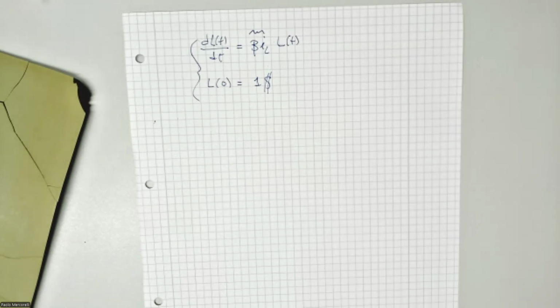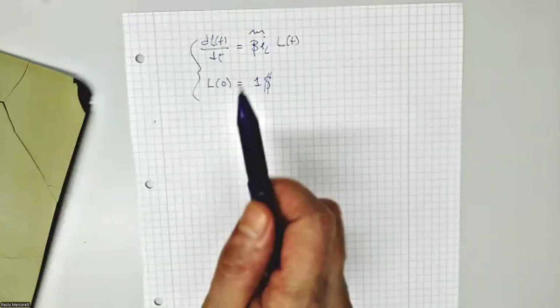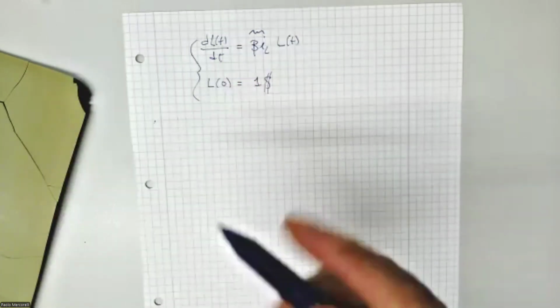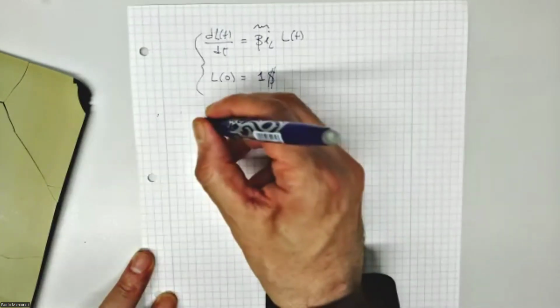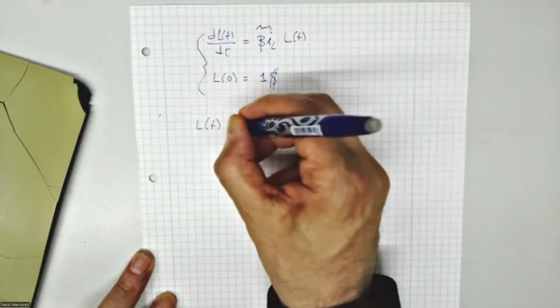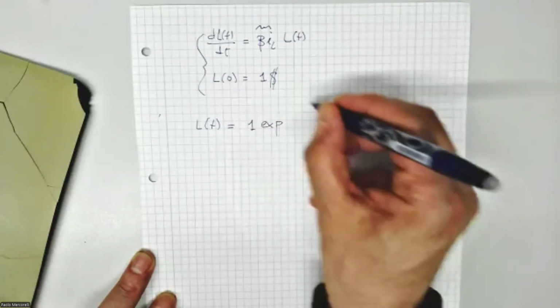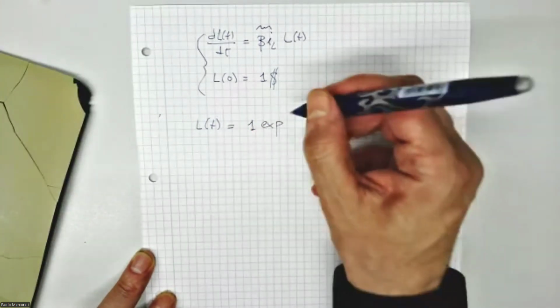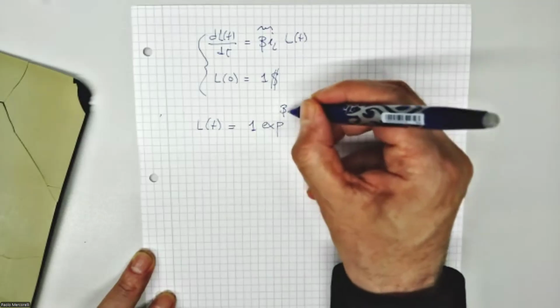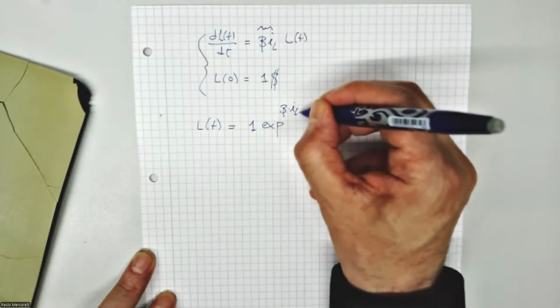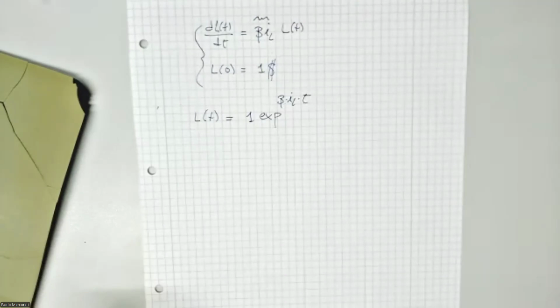L is the inductance of a coil. C is the capacitance of a capacitor. Anyway, let me remain on our system. Look, I can demonstrate, but I don't have time, that L of t is $1, which multiplies the exponential function of beta multiply L multiply t.